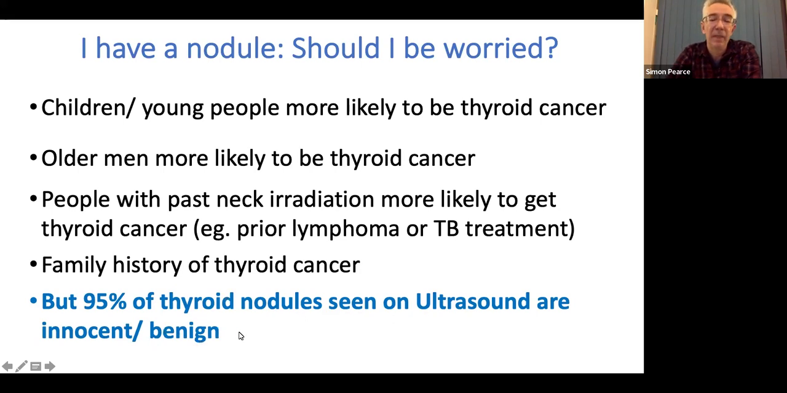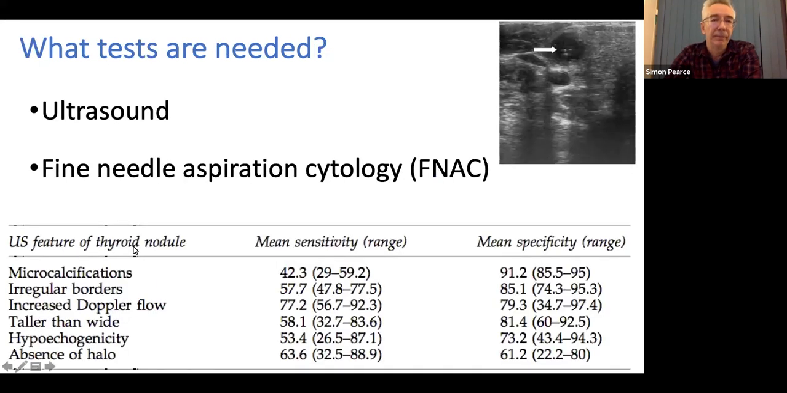But despite all these bad things, 95% of thyroid nodules seen on ultrasound are innocent and benign, and many of those don't need anything else doing about them at all. So although thyroid cancer does happen, it's not the commonest cause of nodules. In fact, it's relatively rare. So what tests would you need to have if you had a nodule?